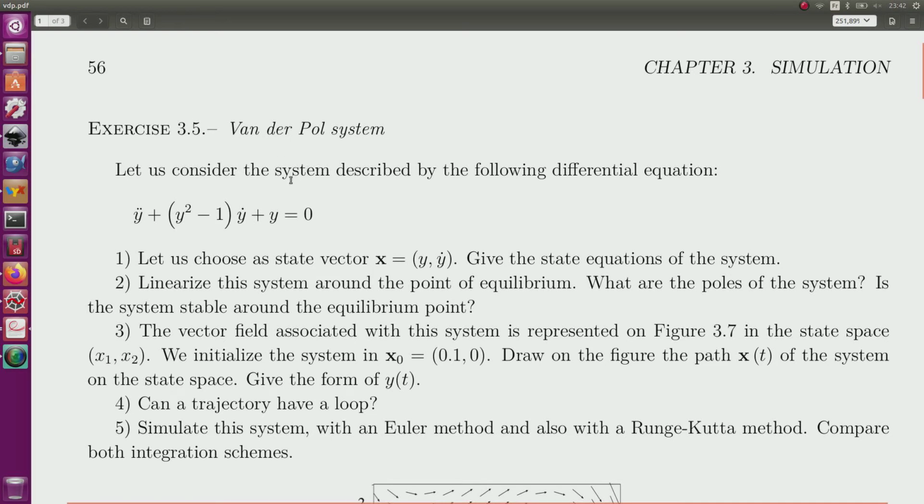Van der Pol system. In this exercise, we'll study the system which is described by a second-order differential equation which is nonlinear and given by this equation, where y is a function to be found. The first question is to formulate a state space representation, where the state vector is y, y dot, and then we'll have to give the state equation of the system.